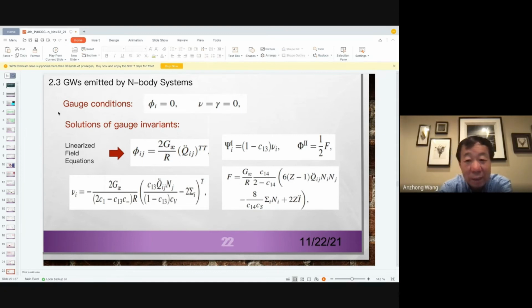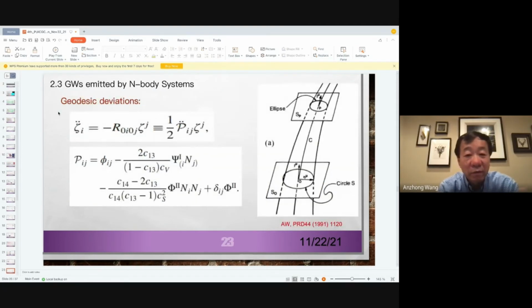Once we get this, we impose a certain gauge condition, then we calculate the perturbations. We use phi ij for the tensor mode, psi i for the vector mode, then phi 2, this is the scalar mode. Once we get all the modes, we can consider the effect of this gravitational wave when it passes through the detector. This is given by the so-called geodesic deviation. So they calculated the geodesic deviation.